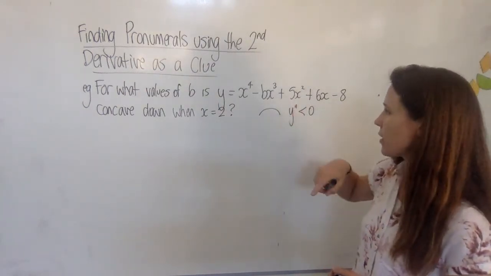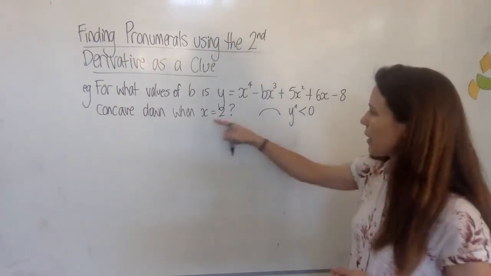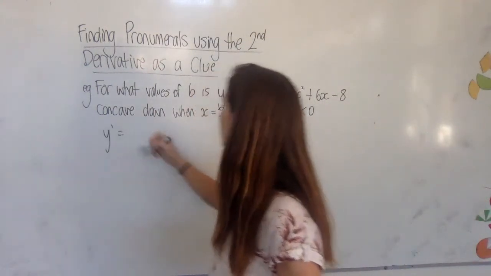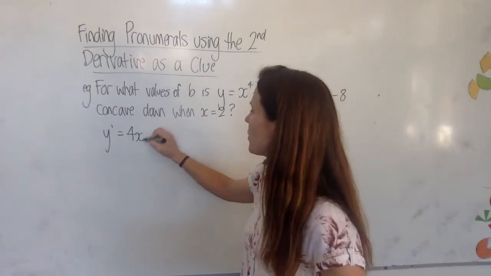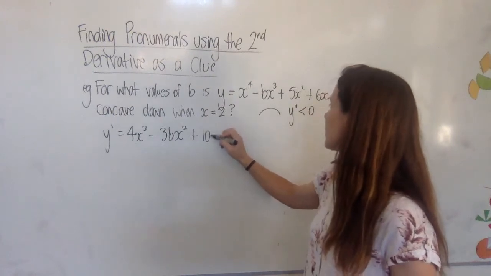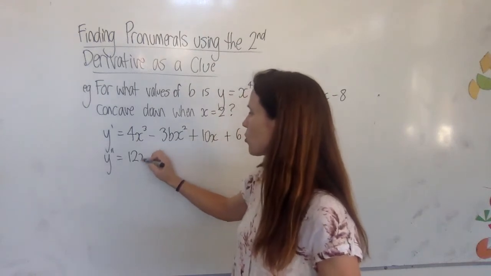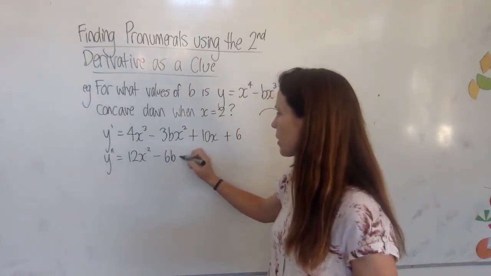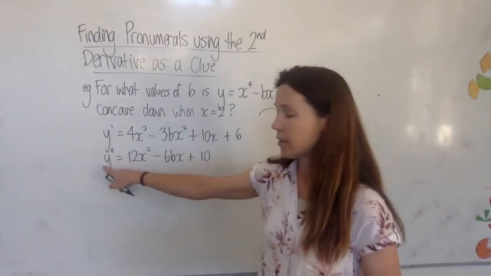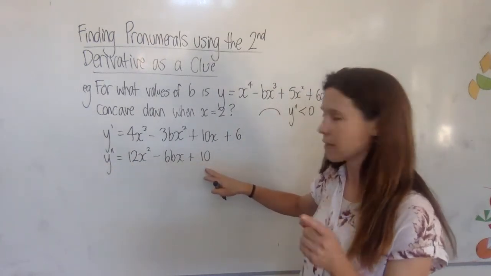So we're going to need to find the second derivative and then let it be less than or equal to 0, and then sub in x equals 2 and solve for b. So one step at a time, find the first derivative by differentiating one term at a time here, minus 3bx squared plus 10x plus 6, and then differentiating again, we have 12x squared minus 6bx plus 10, and now we want to let this be less than 0. That means we want to let all of this also be less than 0.